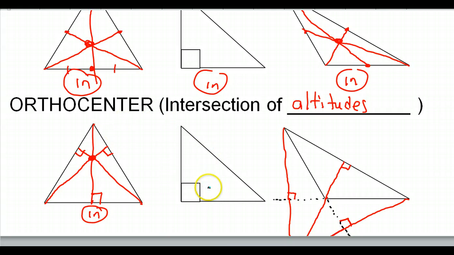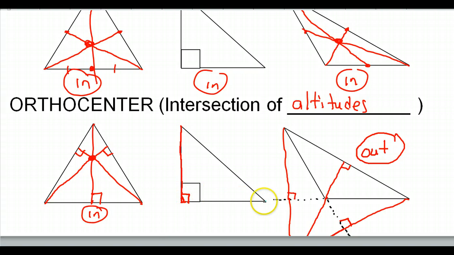Let's see what happens for the right triangle. Now you can bet that when the obtuse triangle gives you an orthocenter that's outside, for the right triangle it will be on the triangle. But will it be on the hypotenuse or will it be on the little corner here? Like where on the right triangle will it be? We can find out. Altitude goes from a vertex to a perpendicular. So guess what? This red line right here is an altitude because it goes from the vertex and it's perpendicular. So that's one altitude.